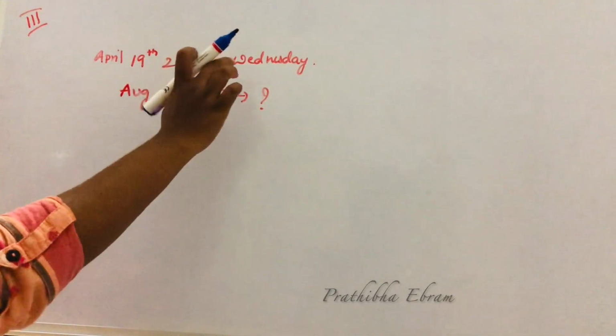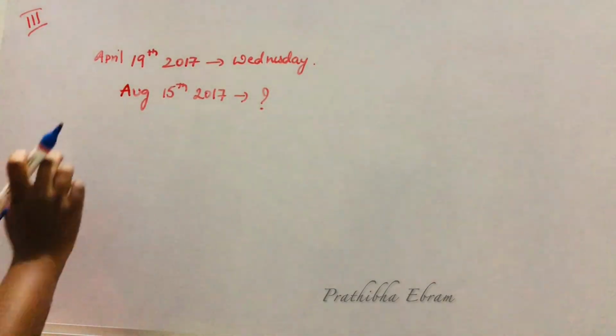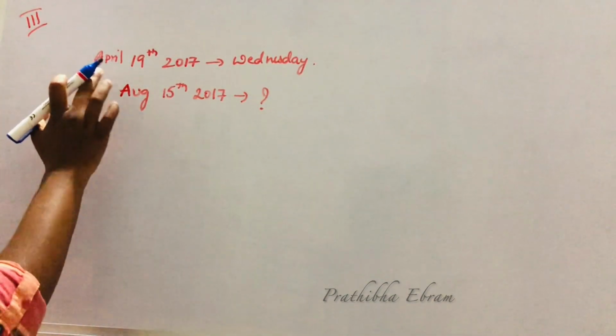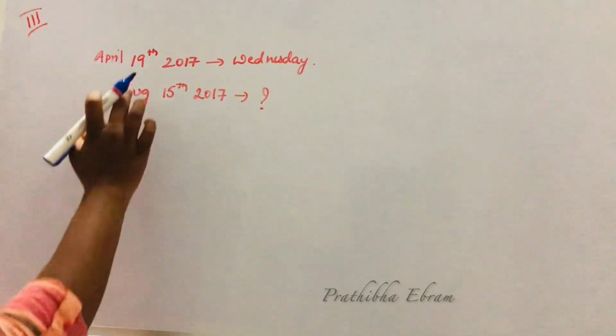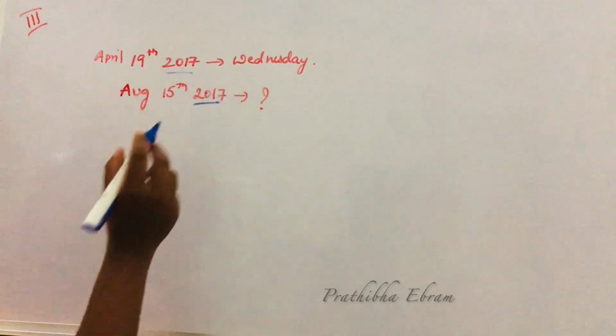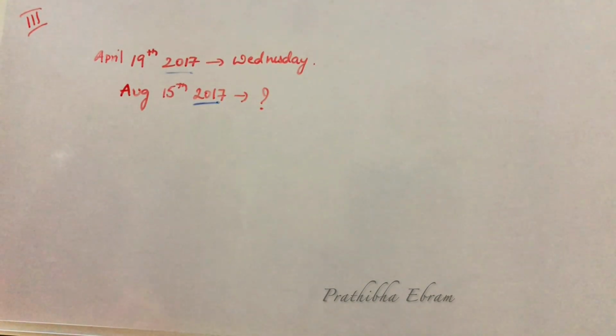April 19, 2017 is Wednesday. Then what is August 15, 2017? If you see here, months are different, dates are different, but years are the same. Okay. Now how to solve these types of problems?